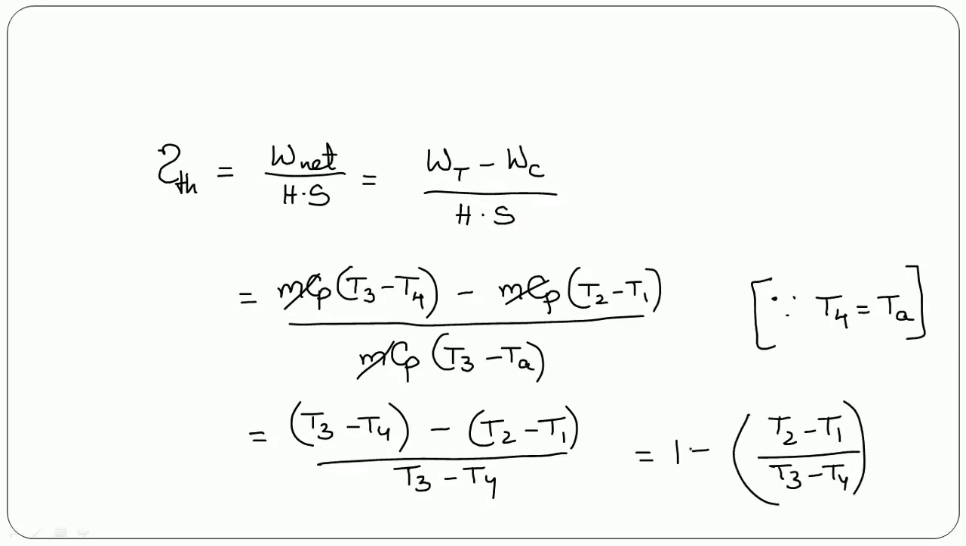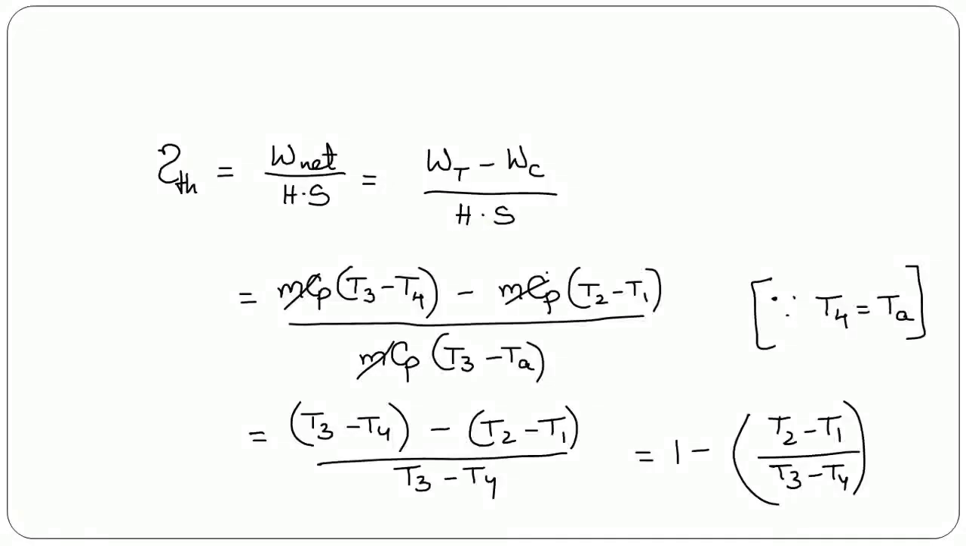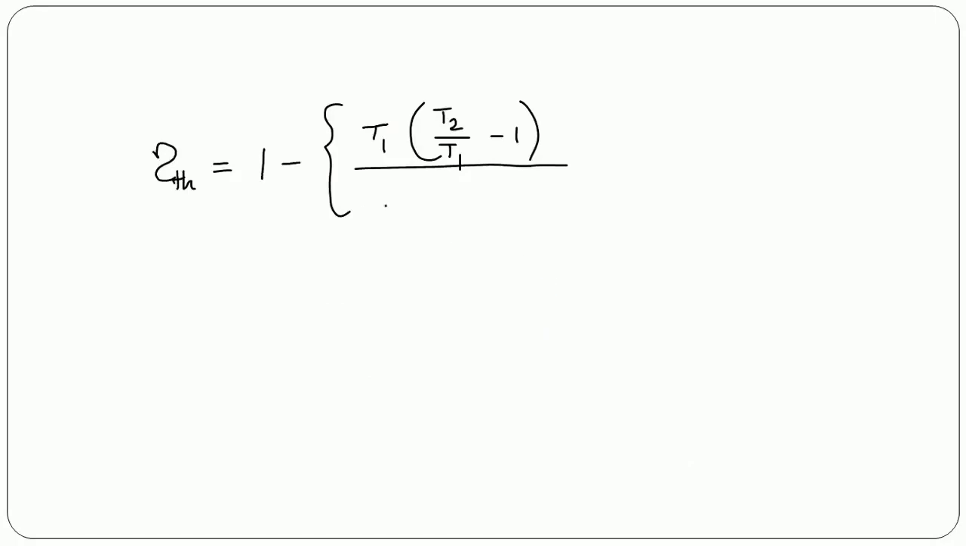Now T1 is the minimum temperature of the cycle and T3 is the maximum temperature of the cycle. If we take T1 common in the numerator, then this becomes T2 by T1 minus 1, and in the denominator, if we take T3 common, 1 minus T4 by T3 will be there. So this is what we have written.